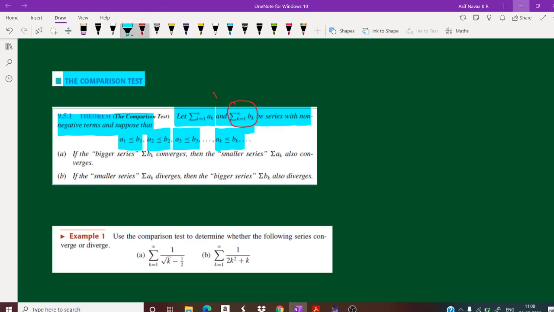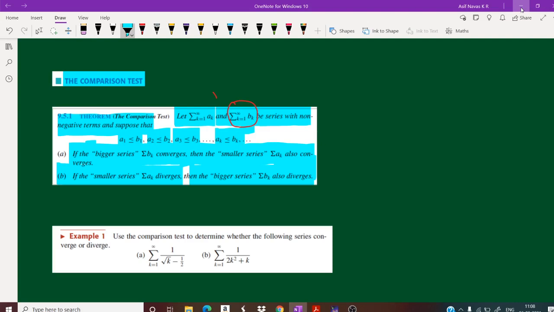Okay, the test tells us: if the bigger series sigma bk converges, that means the bigger series has a finite limit, then the smaller series also converges. Second one, if the smaller series diverges, then the bigger series also diverges. So this is comparison test.